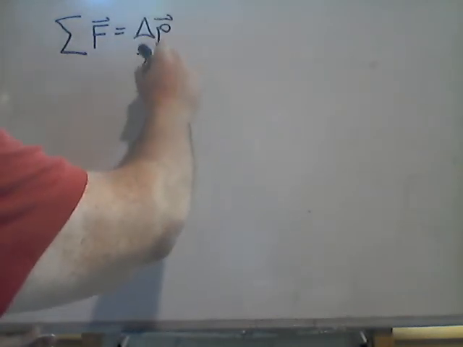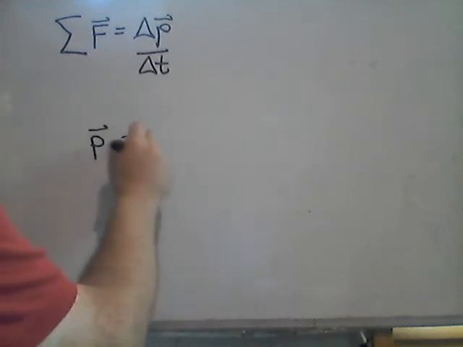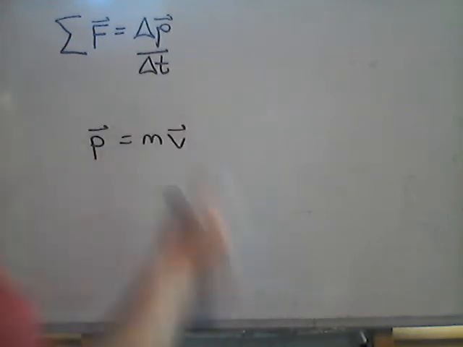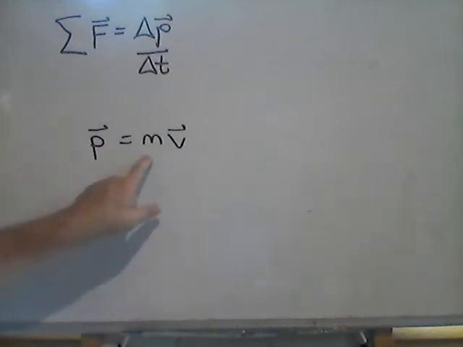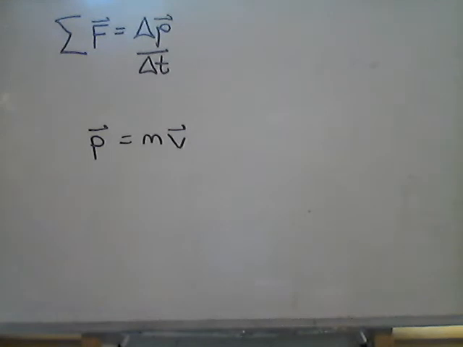Now, momentum is a vector. We know that momentum, as I said a minute ago, is mass times velocity. Mass is a scalar. Velocity is a vector. A scalar times a vector is a vector. So momentum is a vector. It's another vector. We've seen vectors already: position, velocity, acceleration, force. And now we have momentum.